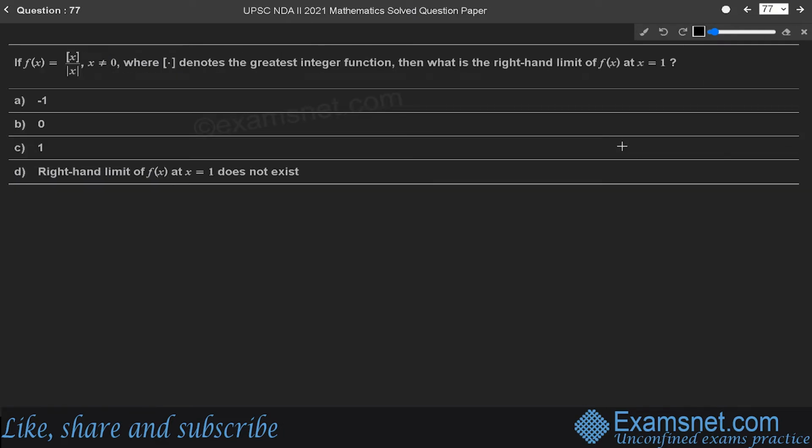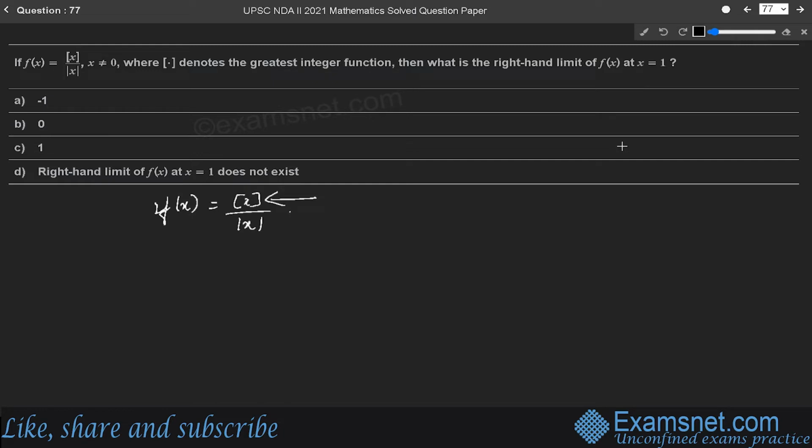Next question is, if f of x is equal to the greatest integer of x upon mod of x, where x is not equal to 0 and where the bracket denotes the greatest integer function, then what is the right hand limit of f of x at x is equal to 1? See, this is the greatest integer function according to the question, and this is mod of x. We have to find the right hand limit of f of x at x is equal to 1.